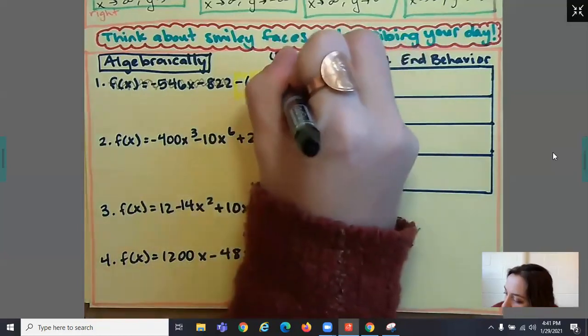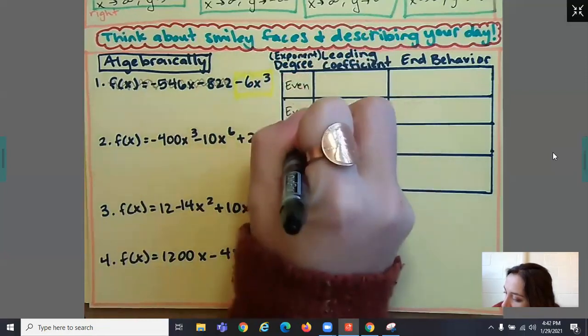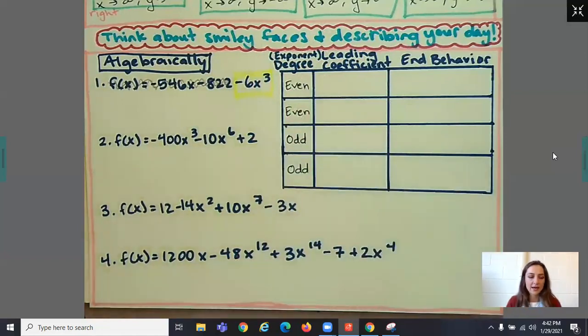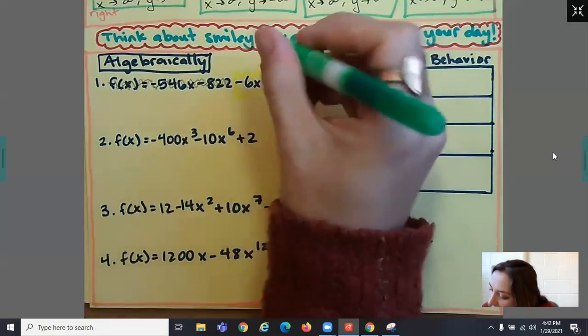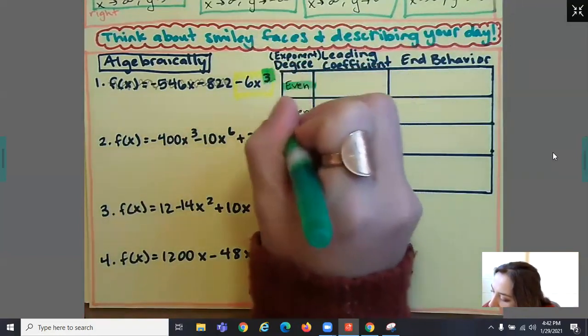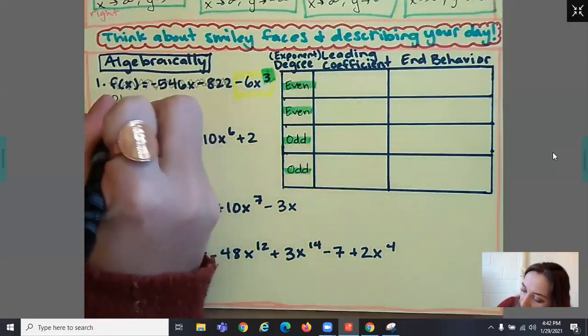So we're looking at evens and odds here, starting with the highest exponent. And don't forget the exponent is the number that's up top, so that's this one right here. So that's either going to be even or odd, okay? And in this case, 3 is an odd number, so this is going to be odd.